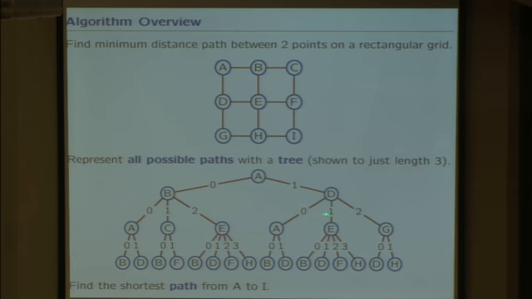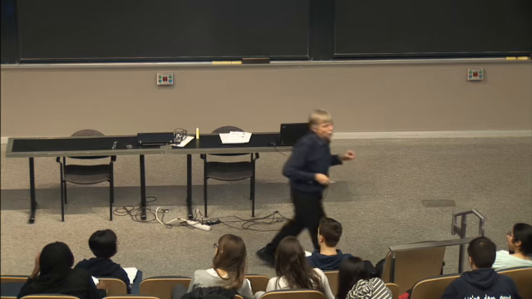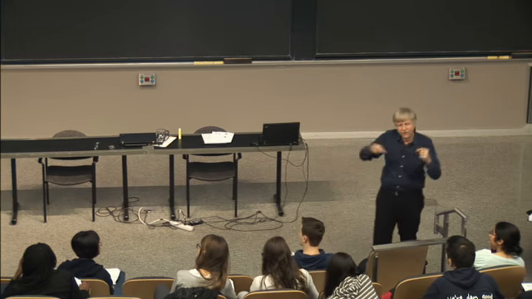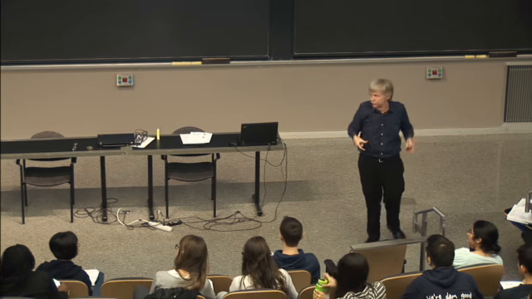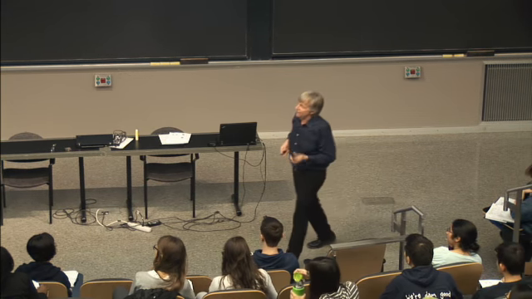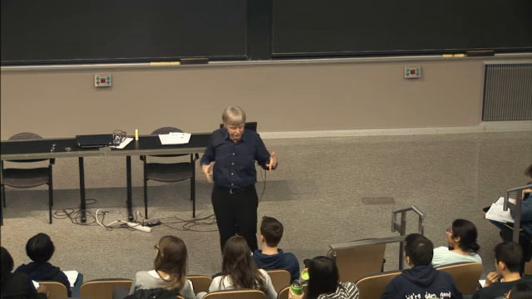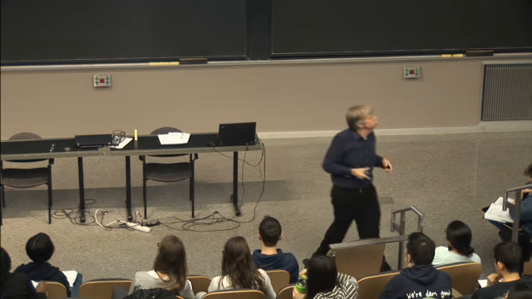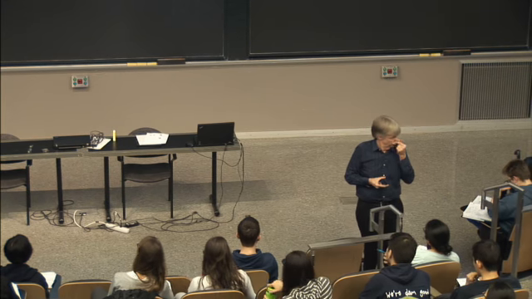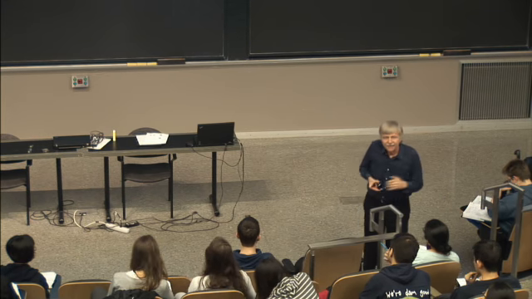So the idea is, think about the original problem. The original problem is find the shortest path through some grid. I want to go from A to I. And I'll think about all the possible paths on a tree. Then the problem is that for the kinds of problems we're going to look at, that tree could be infinite in length. Oh, that's a bummer. That means that the strategy of building the tree and then searching it is probably not a good strategy.